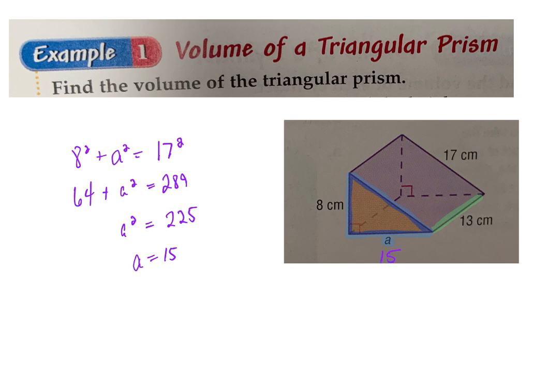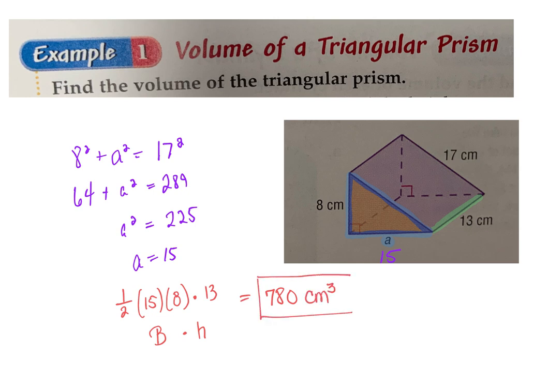And now I'm just going to do area of the base times the height. What is the area of a triangle? How do I find that? 1/2 base times height. So 1/2 times 15 times 8, that is my base. And I'm going to multiply that by the height of my prism, which is what? 13. And when you do all of that, you get 780. You actually don't even have to round it. So that is 780 centimeters cubed. That is a cubic unit there.